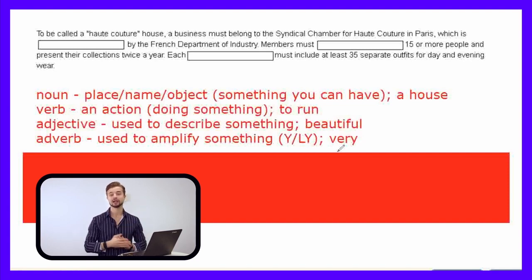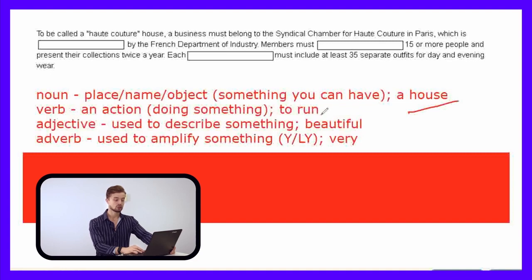Logically, my answer right now is going to be wrong, but I just want to see if the type of word that we are picking actually fits in the context. So for example, let's have a look. Can I say that this chamber in Paris, which is a house by the French department, which is housed by the French department? Yes or no? Which is housed by the French department? Doesn't make a lot of sense.